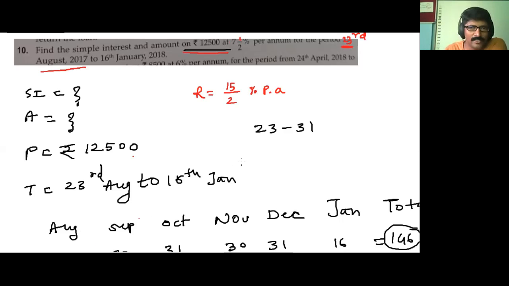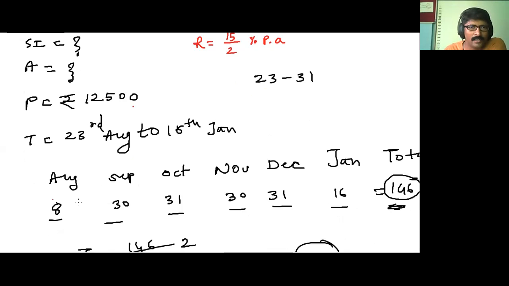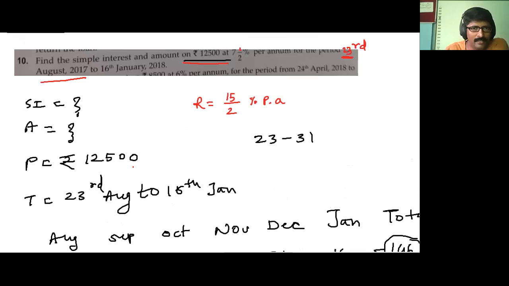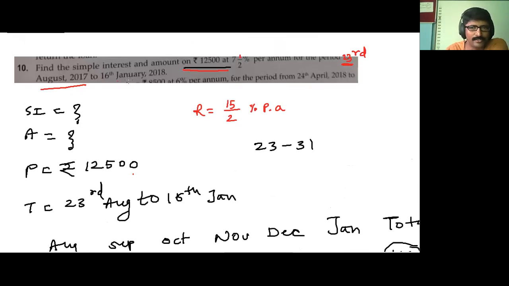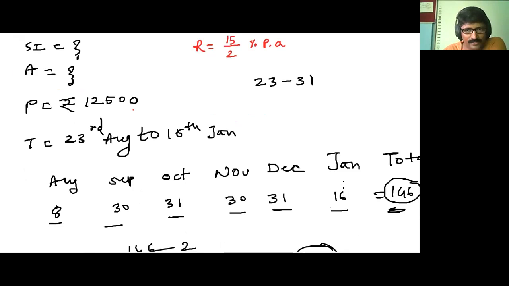23rd August 2017. So August has how many days? If we do 31 minus 23, we're going to get 8 days in August. In September, we'll have 30 days. In October, we'll have 31 days. November, of course, 30. In December, we'll have 31. And now till where? Till 16th of January. January is how many days? January 16 days. So these 2 dates are very, very important in the calculation of days.